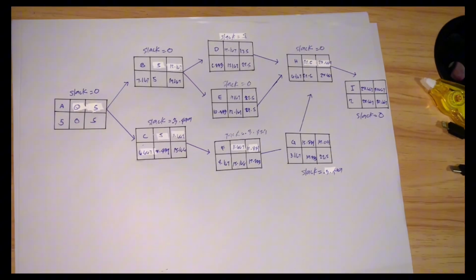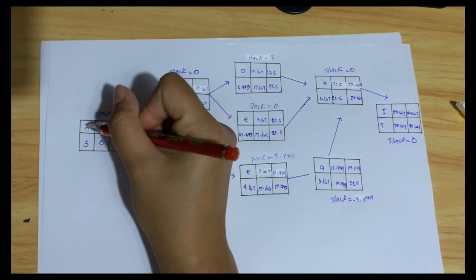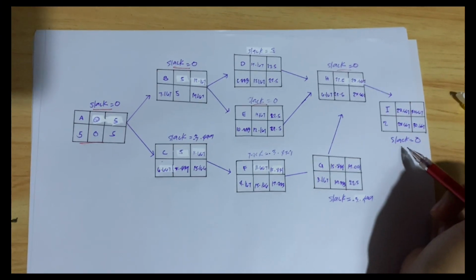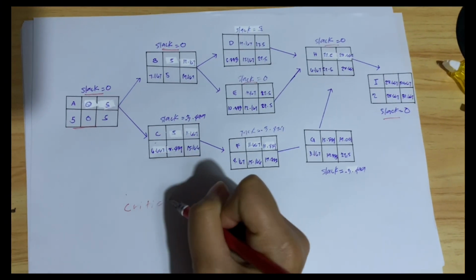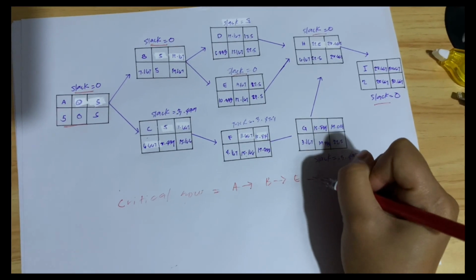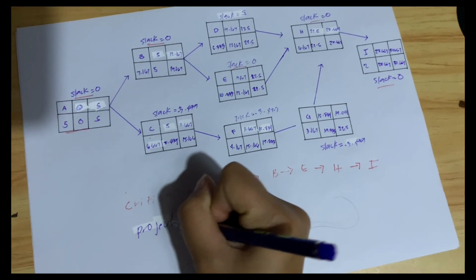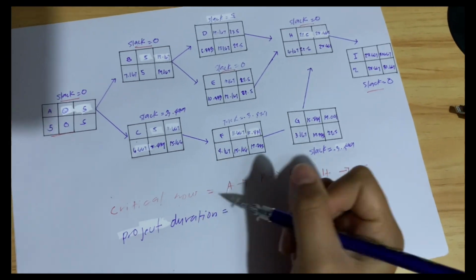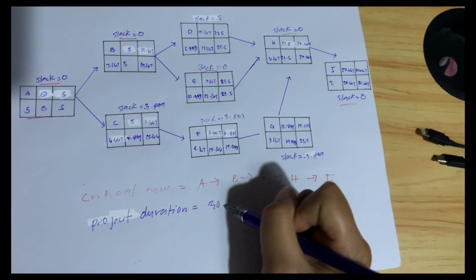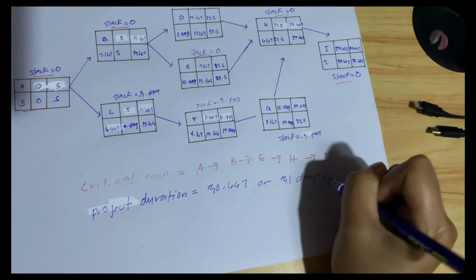So we can now identify the critical path, which is the activities with slack equal to 0. The activities with slack equal to 0 here are A, B, E, H, and I. So the critical path is A to B to E to H and to I. And our project duration is equal to the earliest finish and latest finish, which is 30.667, or equivalent to 31 days.